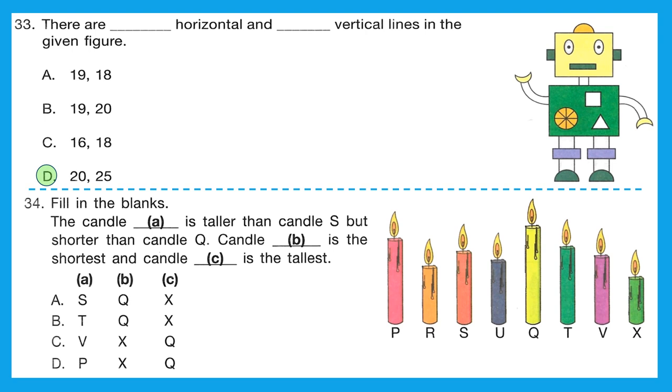So let's read it once again. The candle P is taller than candle S. Correct. But shorter than candle Q. Absolutely correct. Candle X is the shortest. That's true. And candle Q is the tallest. Absolutely right. So we got P, X, Q as our answer. And option D is the right option.